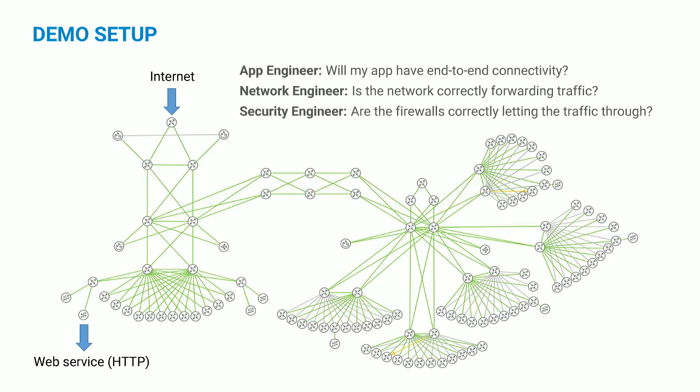The app engineer wants to know if this web application will have end-to-end connectivity from the internet over HTTP. The network engineer cares about the networking layer, the forwarding and the switching and routing elements. So he wants to know if the networking layer is correctly configured to deliver the traffic to its intended destination. And the security engineer cares about the firewalls. He wants to know if the firewalls are correctly letting the expected traffic through and blocking all the unwanted traffic. Now let's see how they can all interact around Forward Enterprise to accomplish this task.